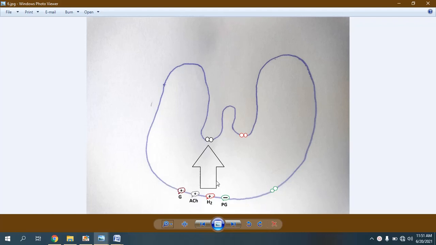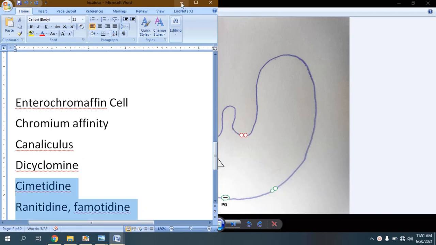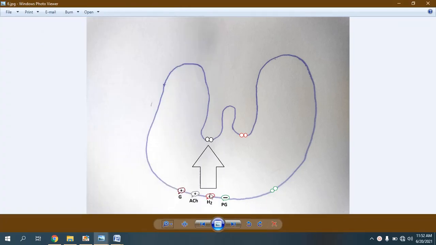Similarly, if we want to decrease the HCl by the histaminic receptor, we will block this H2 receptor. How will we block this H2 receptor? Some drugs are there in the market which are cimetidine, ranitidine, famotidine, etc. All of these are responsible for the blockade of the H2 receptor. When these H2 receptors get blocked, the proton pump will not be activated.